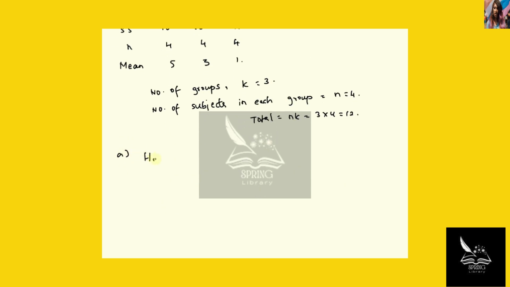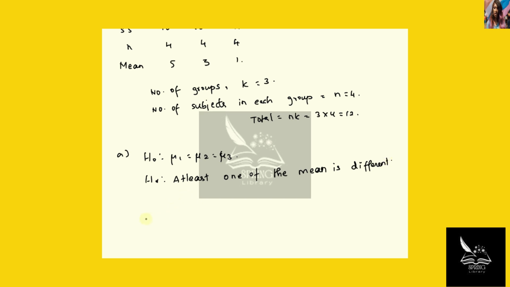The null hypothesis H0 is mu1 is equal to mu2 is equal to mu3. All the treatment means are equal. Then the alternative hypothesis is that at least one of the means is different.